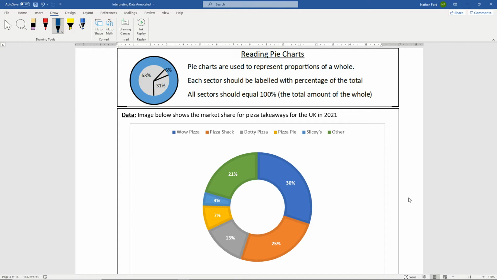Now pie charts are really useful too. The reason that we use pie charts is actually to represent proportions as a whole. We don't use them to do frequencies. We generally want them when they're proportions.